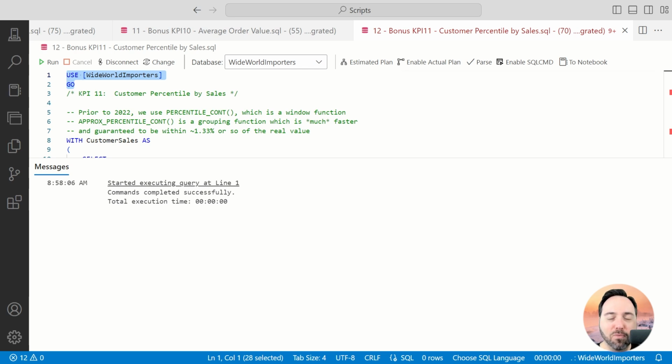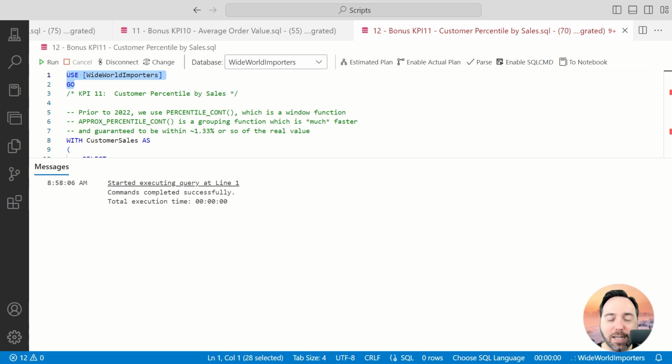For the dataset in Wide World Importers, I could generate percentiles using the window function technique and it'll work fine. But once you get into millions of rows, they slow down considerably. And if you're dealing with tens or hundreds of millions of rows, these functions are either horribly slow or simply will not complete. This is where approximate percentiles come into play.